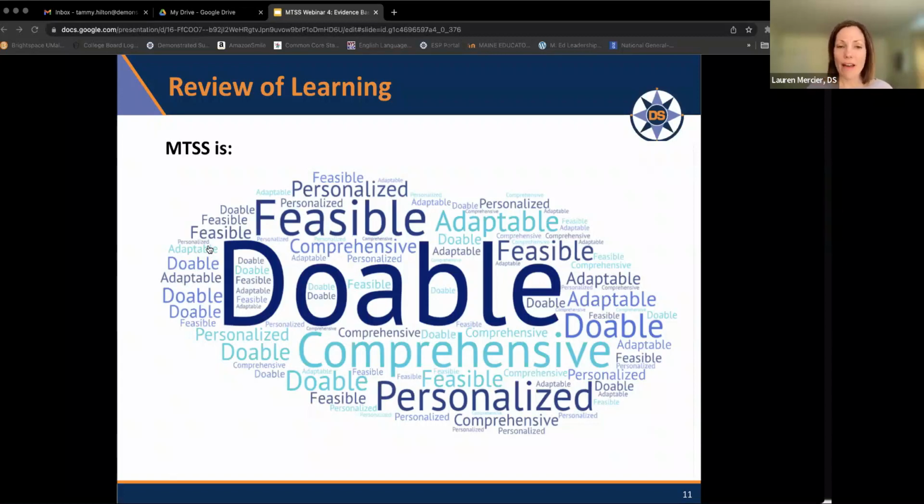And we do know that MTSS as a framework is comprehensive. It supports students universally, and it supports students all the way up to tier 2 and tier 3, right? And so it's comprehensive for student needs. MTSS is also comprehensive for educator needs, right? So we really are using this framework just as much to support the professional development and learning of our educators so that they can best support our students as well.